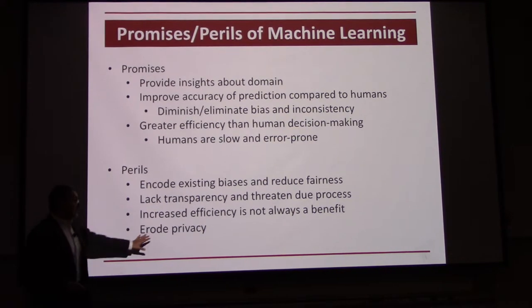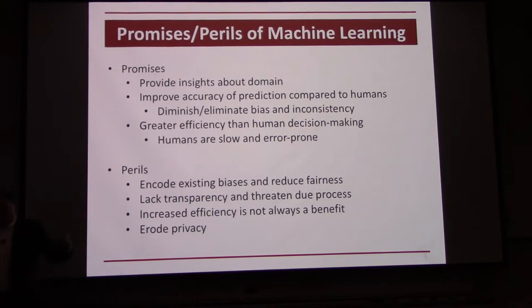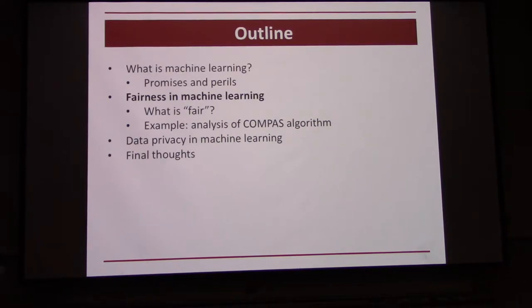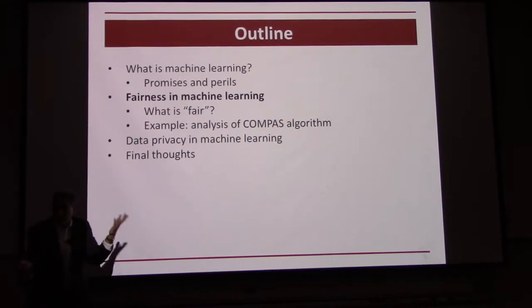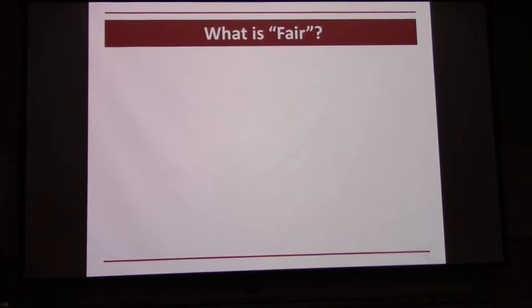Okay? And then there's also this privacy issue, right? Where does the data come from? What does it reflect? We'll talk a little bit about that. So let's talk about fairness in these algorithms. Now we've sort of created these tensions for you. Okay? So what is fair? This is kind of a philosophical question.